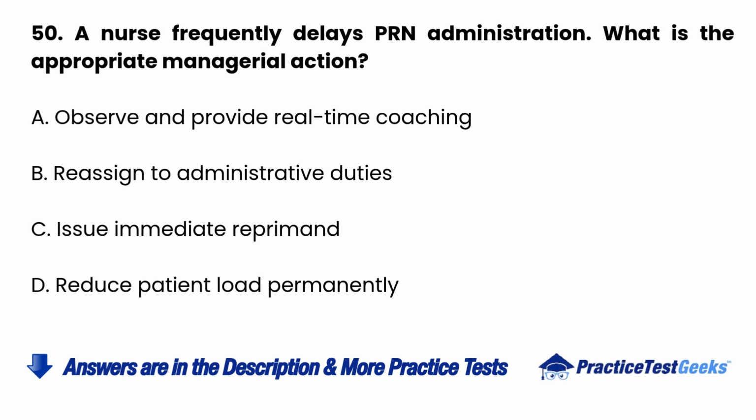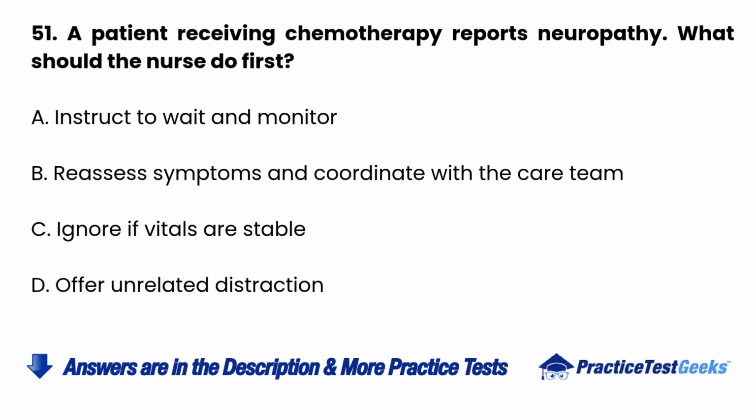50. A nurse frequently delays PRN administration. What is the appropriate managerial action? A. Observe and provide real-time coaching. B. Reassign to administrative duties. C. Issue immediate reprimand. D. Reduce patient load permanently.